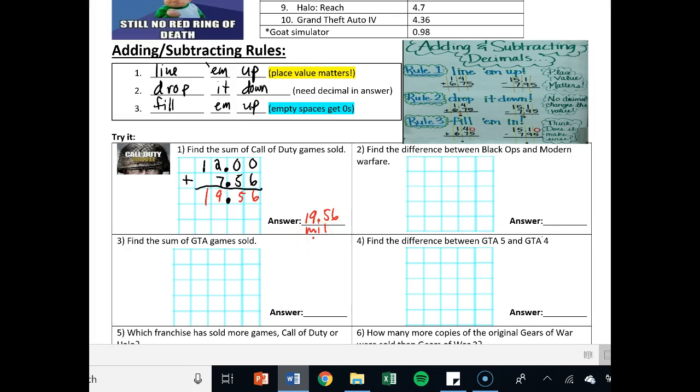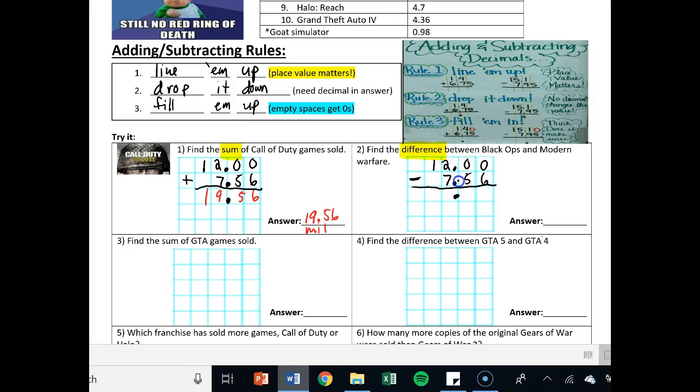Number two, it says find the difference between Black Ops. So finding the sum, right, was all about adding. Finding the difference, if you recall, if you look at your chart at the back of the room, it's going to be about subtracting. So Black Ops and Modern Warfare. We already know Black Ops, remember, was 12, so we're going to set it up just like we did the last one, but we're going to say minus 7.56. Again, the decimals are lined up. I filled in any empty spaces with zeros.